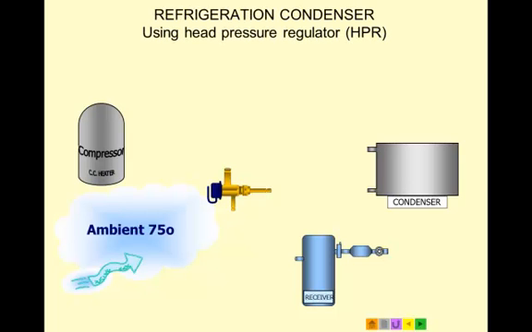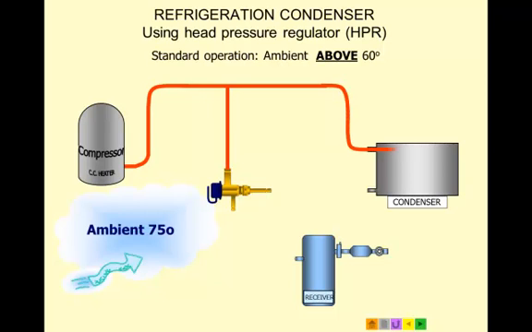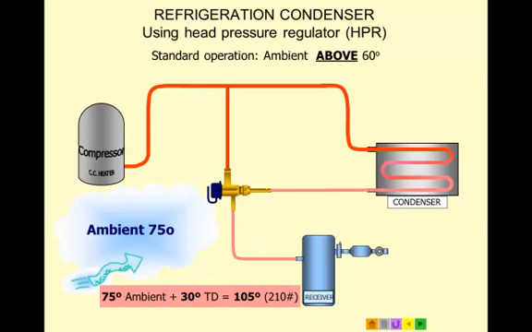So let's take a look at the system using this head pressure regulator. We're going to look at a standard operation first where the ambient is above 60 degrees. You'll notice that coming off the discharge line of the compressor, we pipe it to the HPR. Then coming out of the condenser, it's piped to the HPR. So you have a port that is connected to the discharge line. You have a port that's connected to the condenser, which would really be the beginnings of the liquid line. And we have a port which goes to the receiver, 3-ported valve.